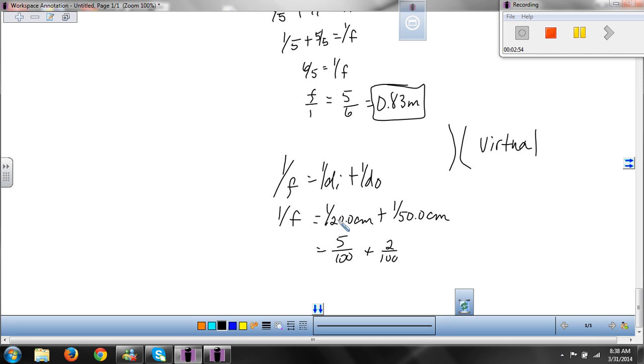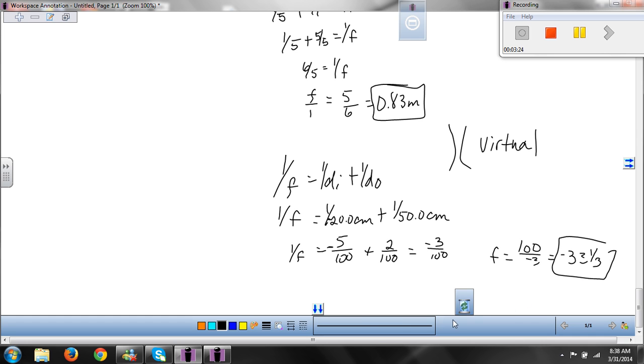I got to be careful because my image distance needs to be negative right there, so that was my bad. Because it's a virtual image, so the image distance is always negative. So that's negative 5 over 100 plus 2 over 100 is negative 3 over 100 equals 1 over F. So F is 100 over negative 3 equals negative 33 1/3.